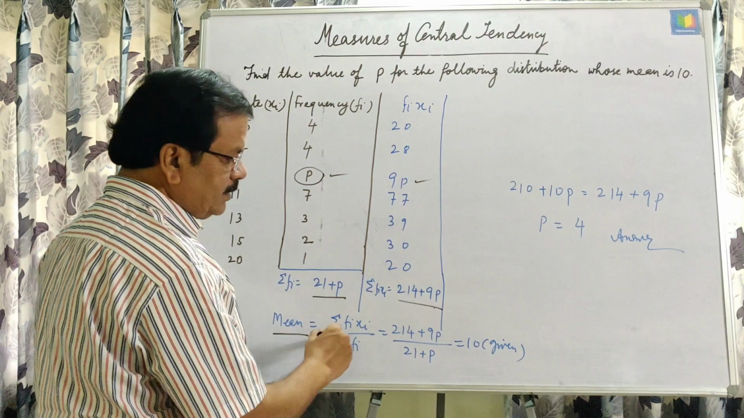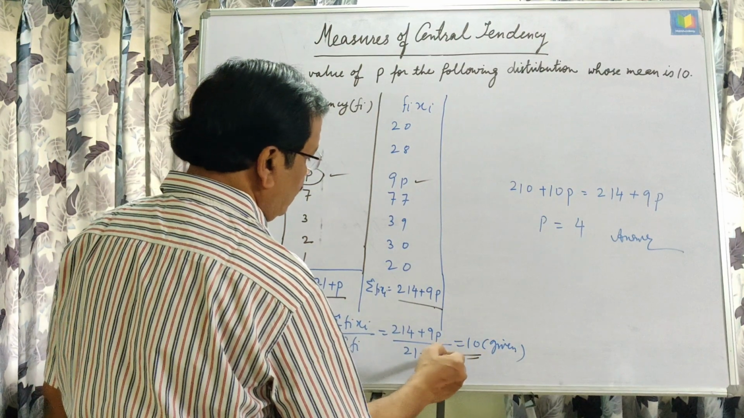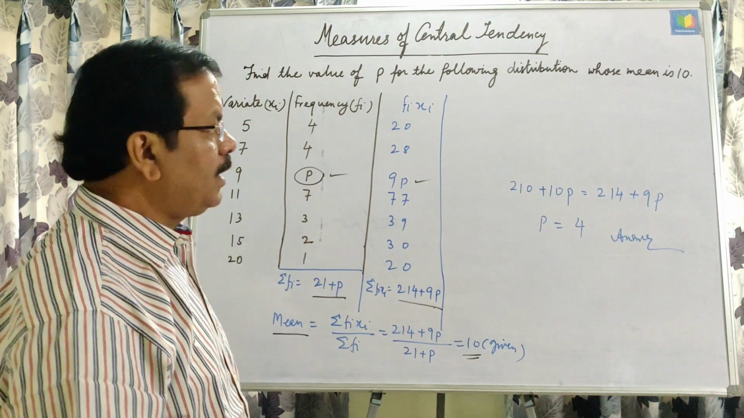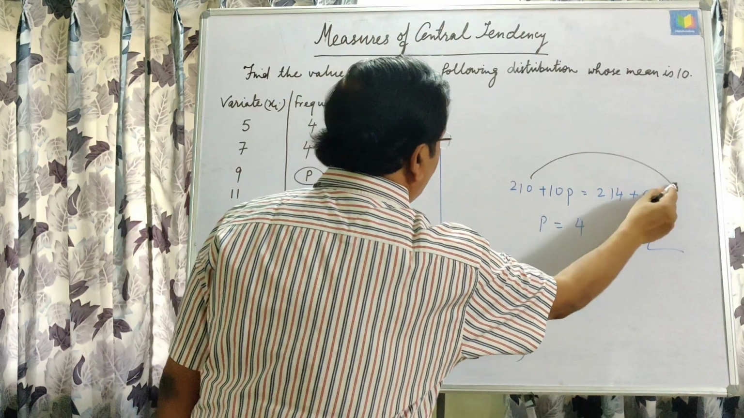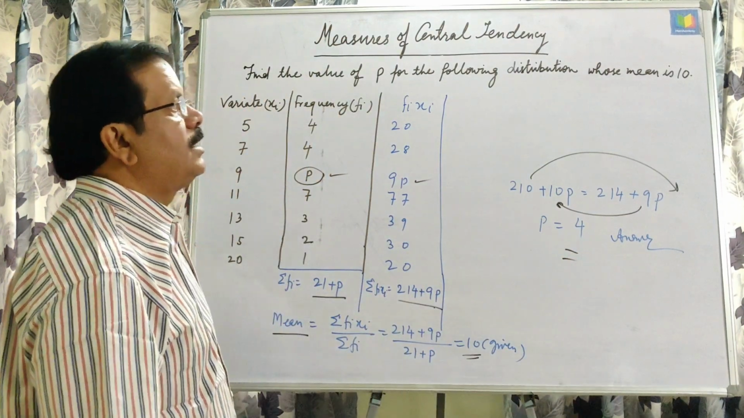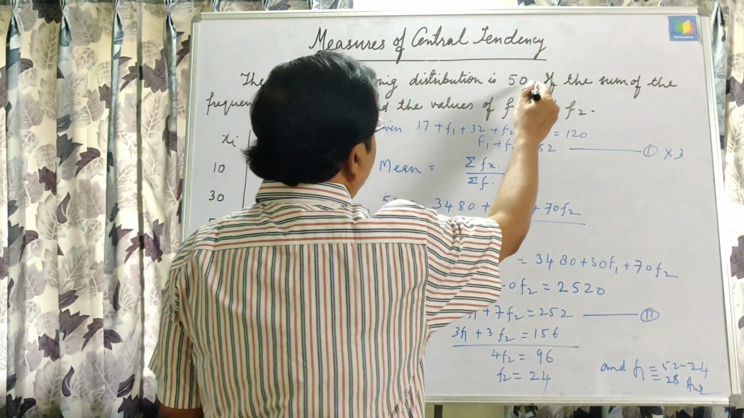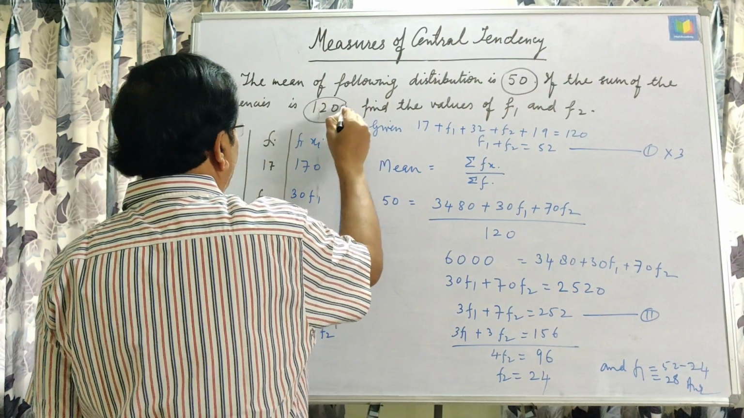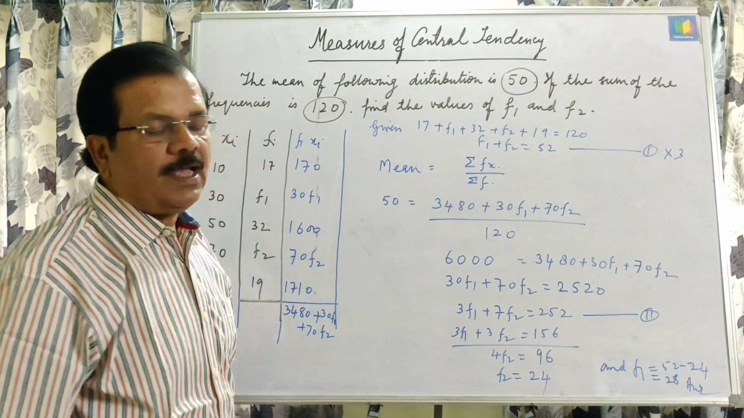Now mean by the direct method is sigma Fi xi upon sigma Fi. After substituting, since 10 is given, by cross multiplication 210 plus 10P is equal to 214 plus 9P, and transposing 9P to this side and 210 to that side, we get P is equal to 4, and this is the answer. Now next question. The mean of the following distribution is given in this question as 50. The sum of the frequencies is also given, and we have to find the values of F1 and F2.